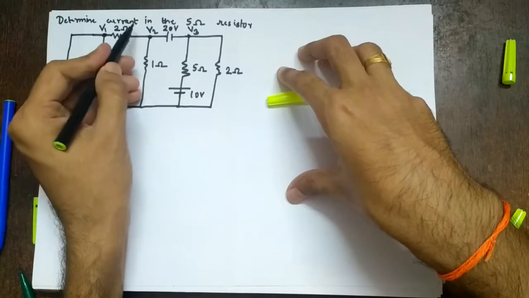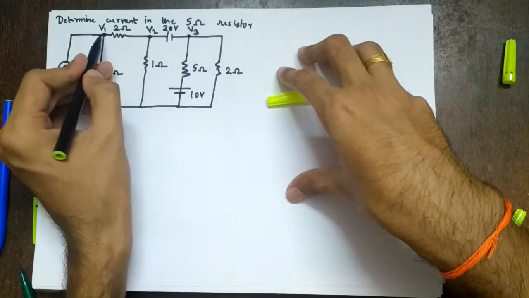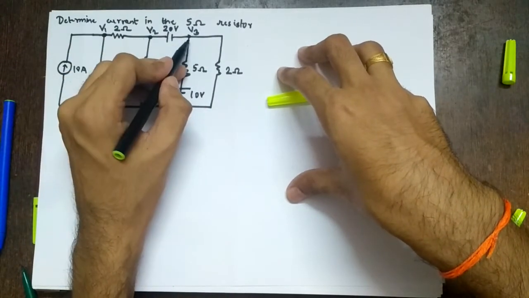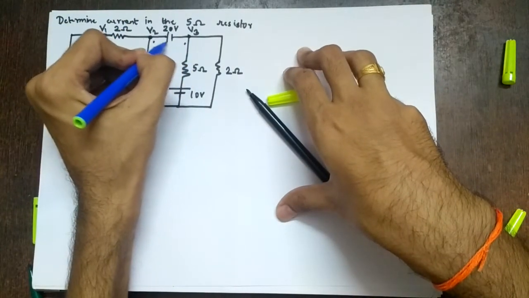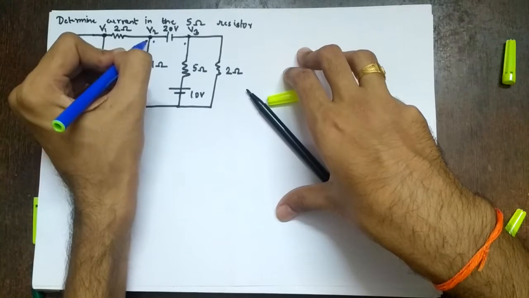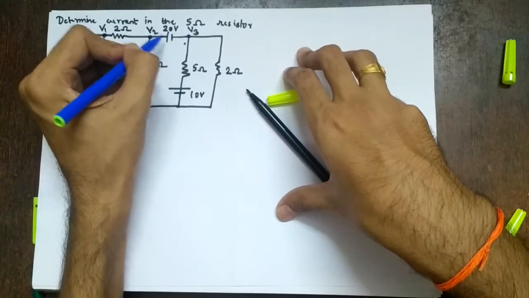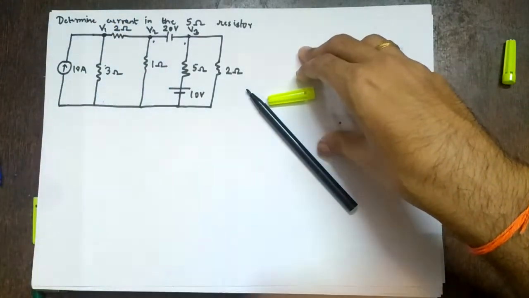In this case, determine the current in the 5 ohm resistor. The nodes are already given, V1, V2, V3. If you observe, V2 and V3 are sharing a common voltage source, so they form a supernode, because in this case we cannot apply KCL directly. So let's see how to solve these numericals, right?